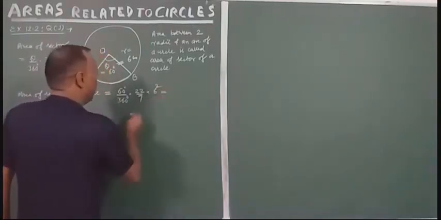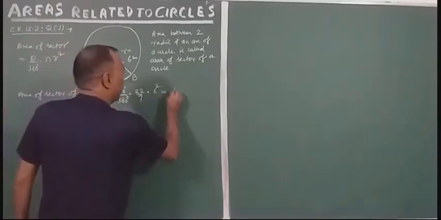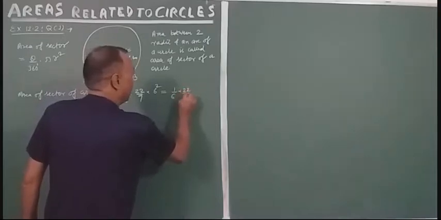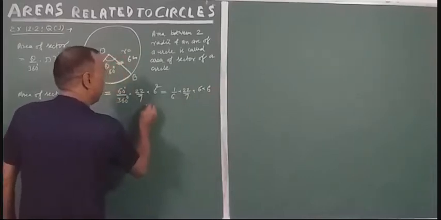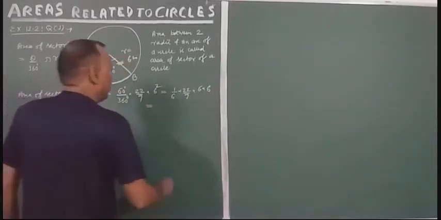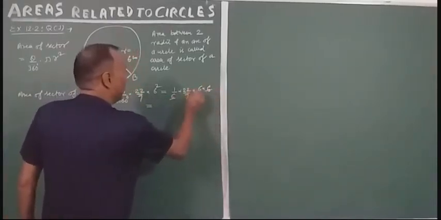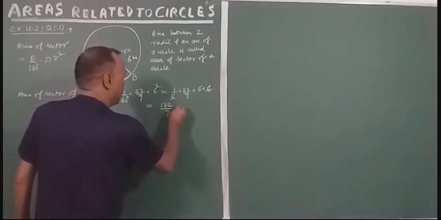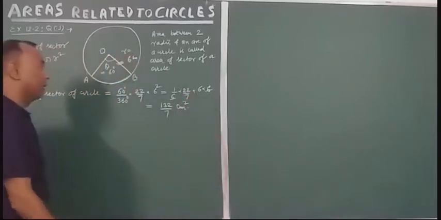So what will it be? 6 once is 6, 6 sixes are 36, so 1 upon 6 into 22 upon 7 into 6 into 6. So when you solve this, this 6 and this 6 are cancelled. 22 sixes are 132 upon 7 centimeter square. Okay.